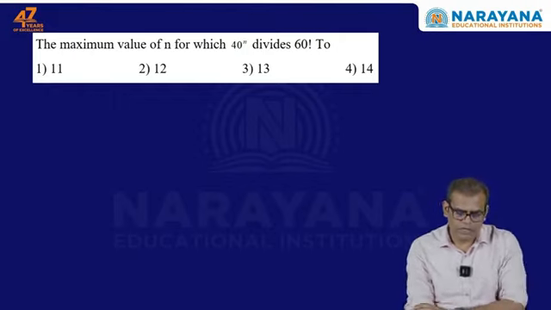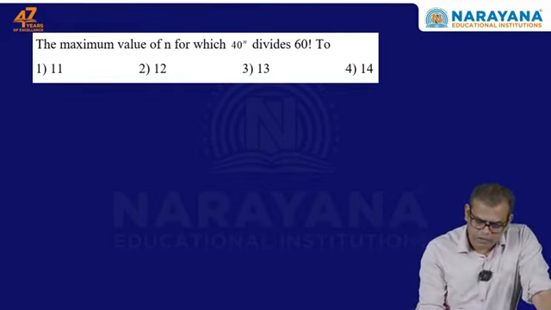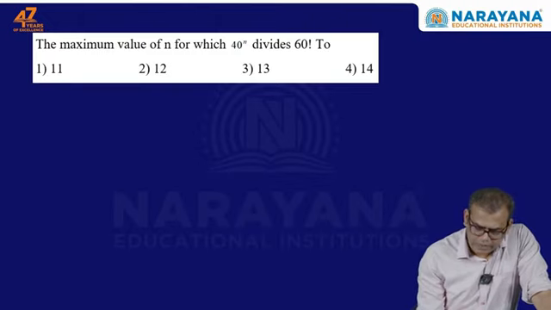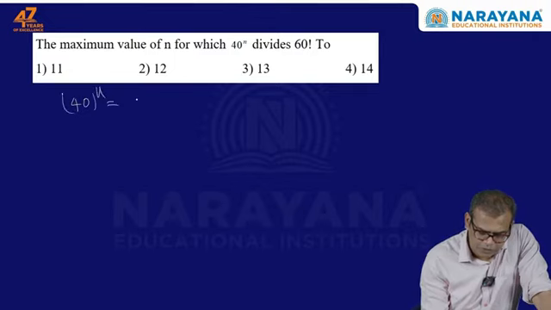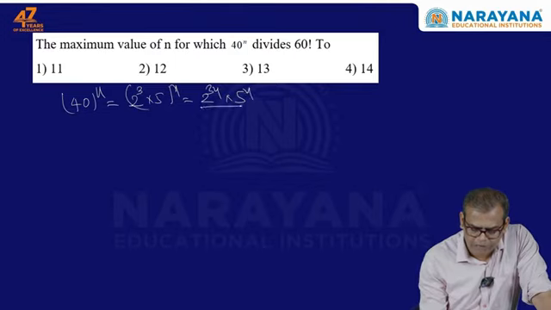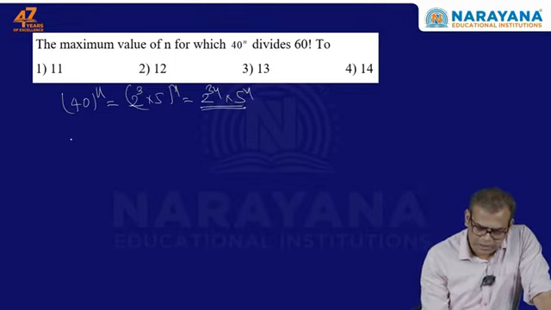24th January, second shift session question: the maximum value of n for which 40 to the power n divides factorial 60. So 40 to the power n, if you write the prime factorization of 40, is 2 cube into 5, the whole to the power n, which means 2 to the power 3n into 5 to the power n will come. In the factorial 60, write the exponent of 2.